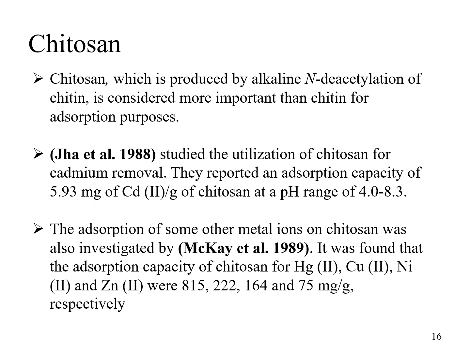The adsorption of some other metal ions on chitosan was also investigated by Mika et al. In this research, it was found that the adsorption capacity of chitosan for mercury, lead, copper, and zinc were 815, 222, 164 and 75 milligram per gram respectively.